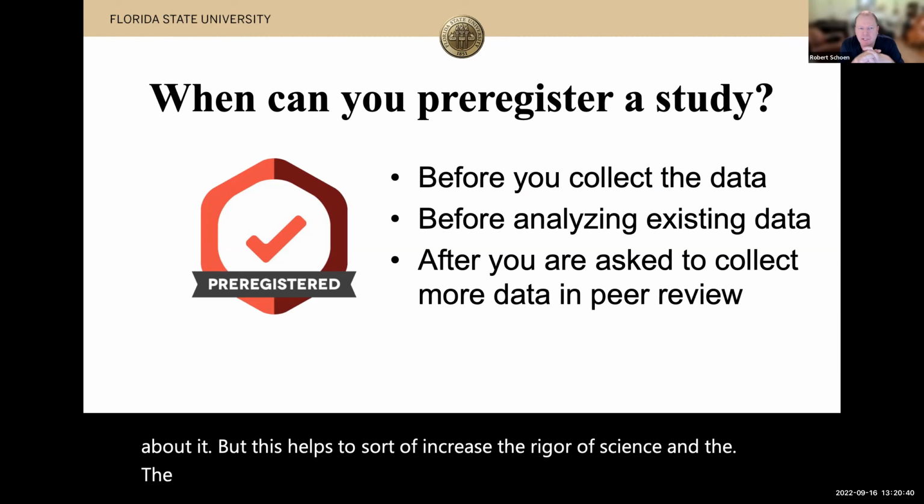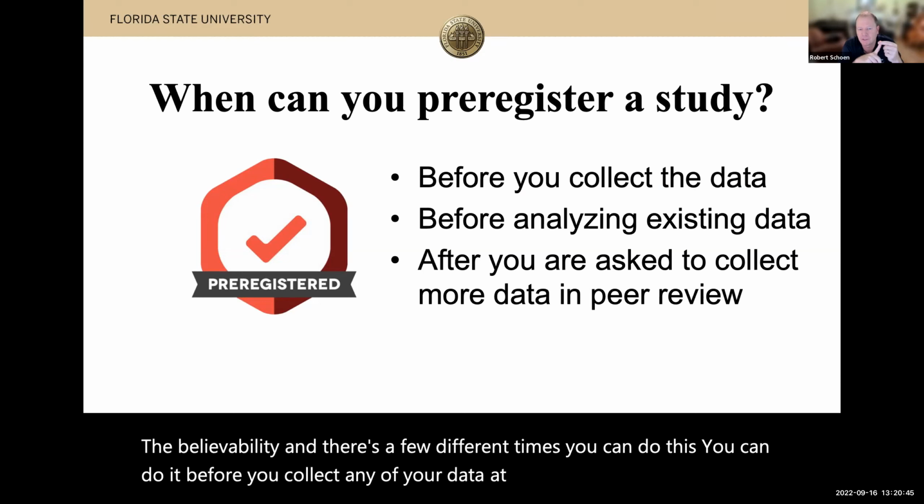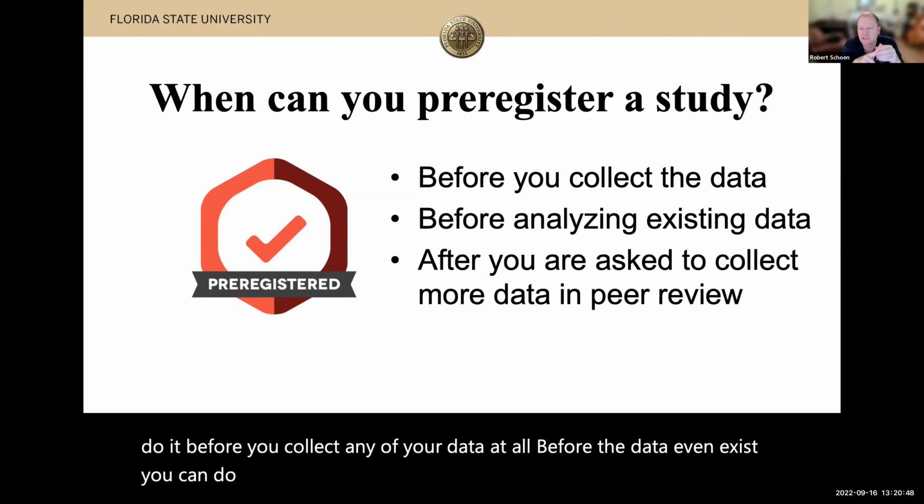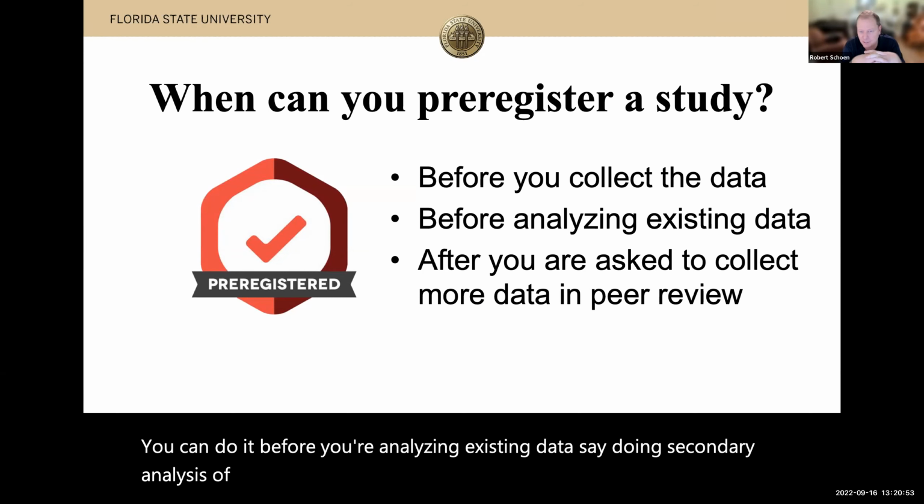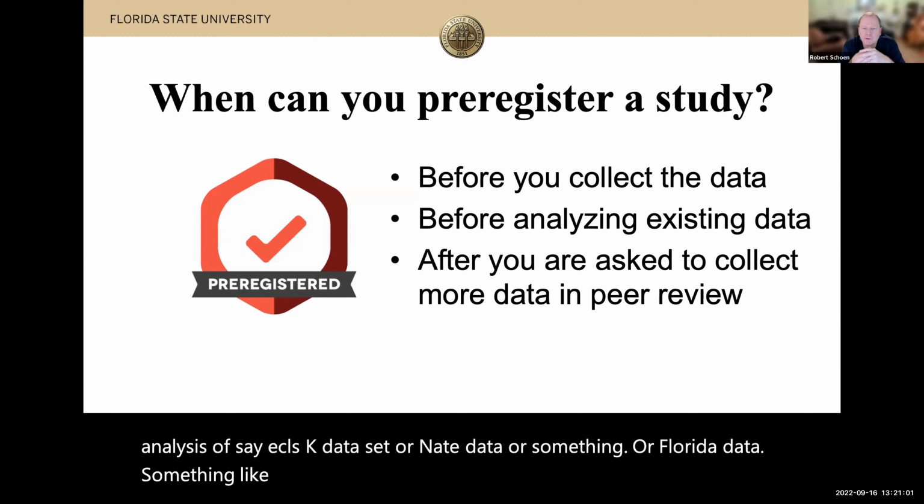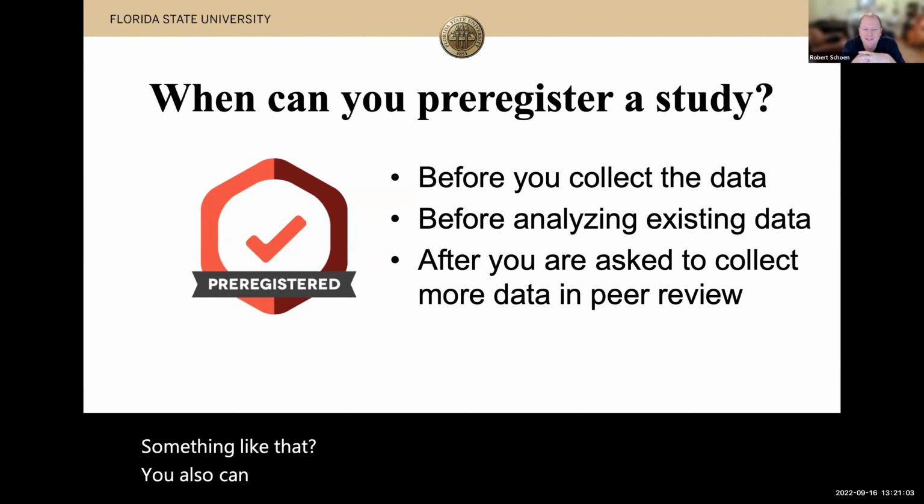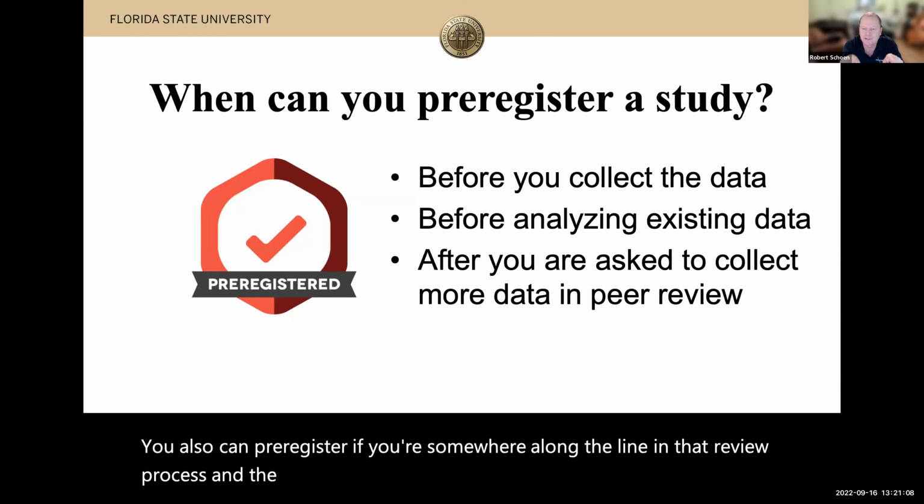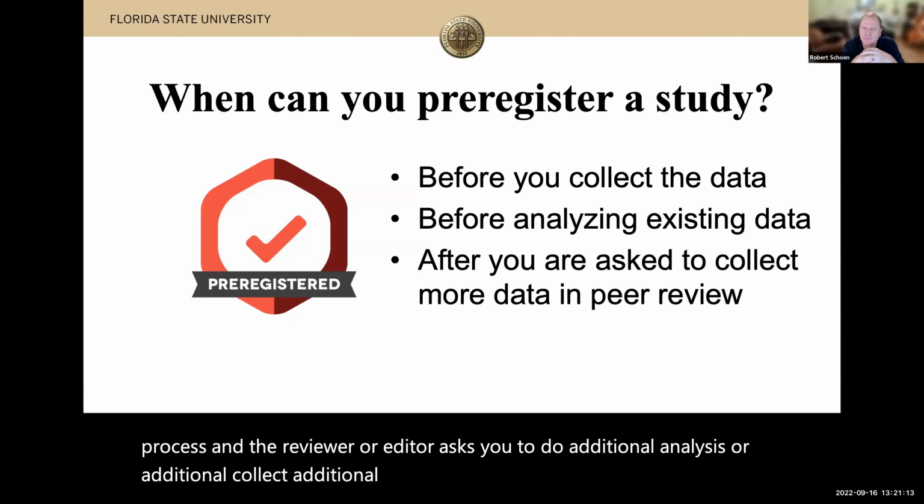And there's a few different times you can do this. You can do it before you collect any of your data at all, before the data even exists. You can do it before you're analyzing existing data, say doing secondary analysis of, say, ECLS-K data set or NAEP data or something, or Florida data, something like that. You also can pre-register if you're somewhere along the line in that review process and the reviewer or editor asks you to do additional analyses or collect additional data. That's another time when you can pre-register, sort of call your shot.